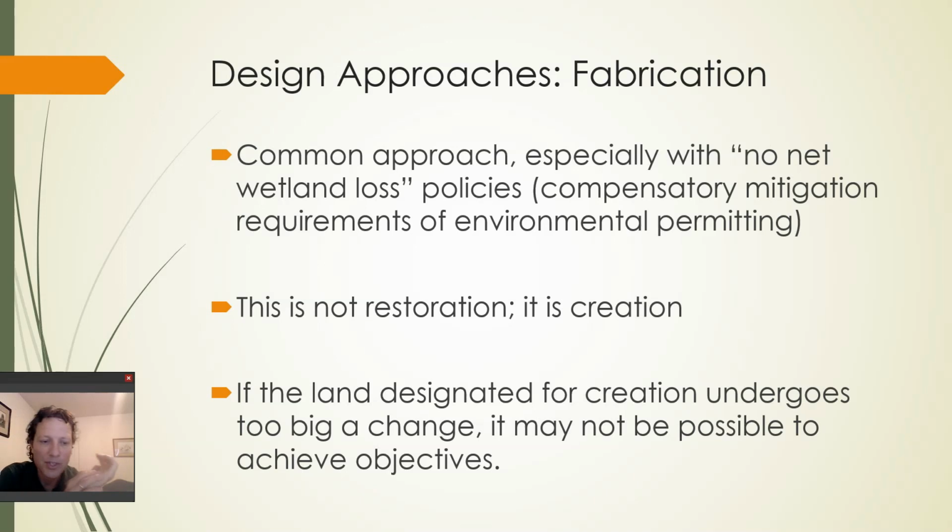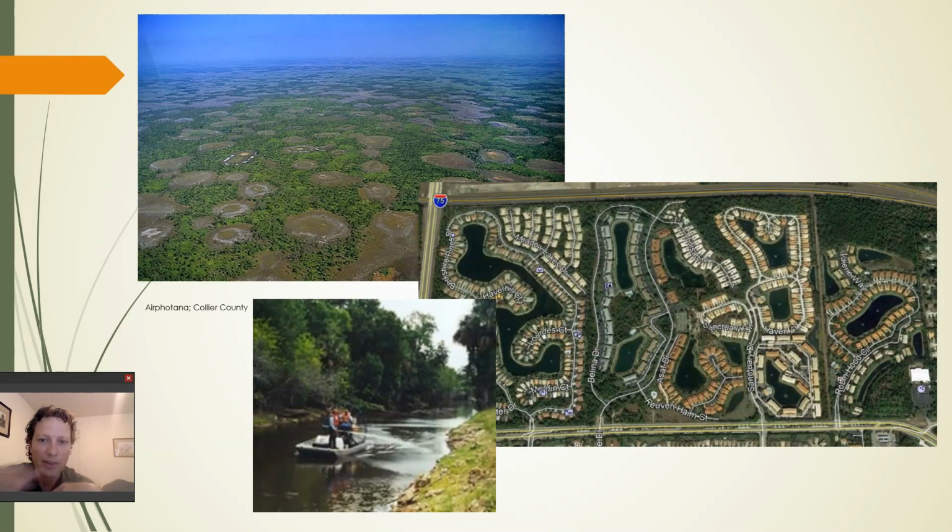You may not be able to achieve as high a quality habitat when you're starting from scratch and trying to install a wetland, for example, somewhere where historically there was no wetland. You have to key in the elevations just right. You have to change the landform itself just right. And very often that's not achieved with 100% success.